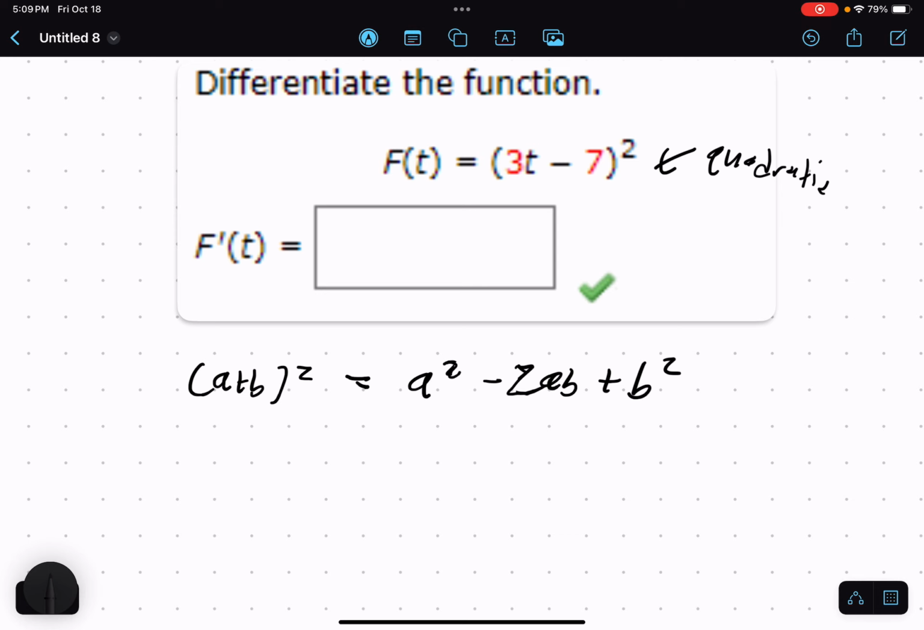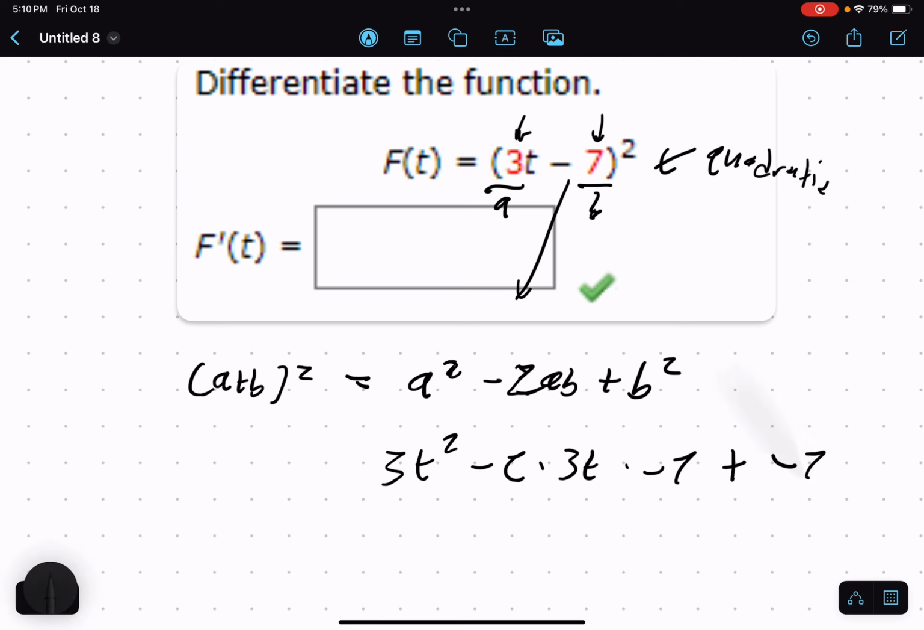With this formula, you just want to plug in these numbers. 3t will represent A, 7 represents B. It's just like the one on the left and the one on the right whenever you're using this formula. So A squared is going to be 3t squared minus 2 times 3t times negative 7 plus negative 7 squared. And then we have to simplify this down.